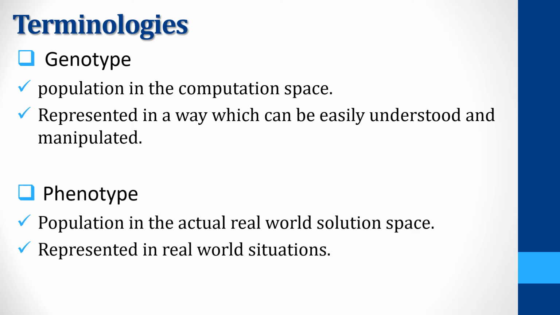Then the next terminology used in genetic algorithm is genotype and phenotype. Genotype is the population in the computation space. In the computation space, the solutions are represented in a way which can be easily understood and manipulated using a computing system, and are called genotype. And phenotype is the population in the actual real world solution space, in which solutions are represented in the way they are represented in real world situations.